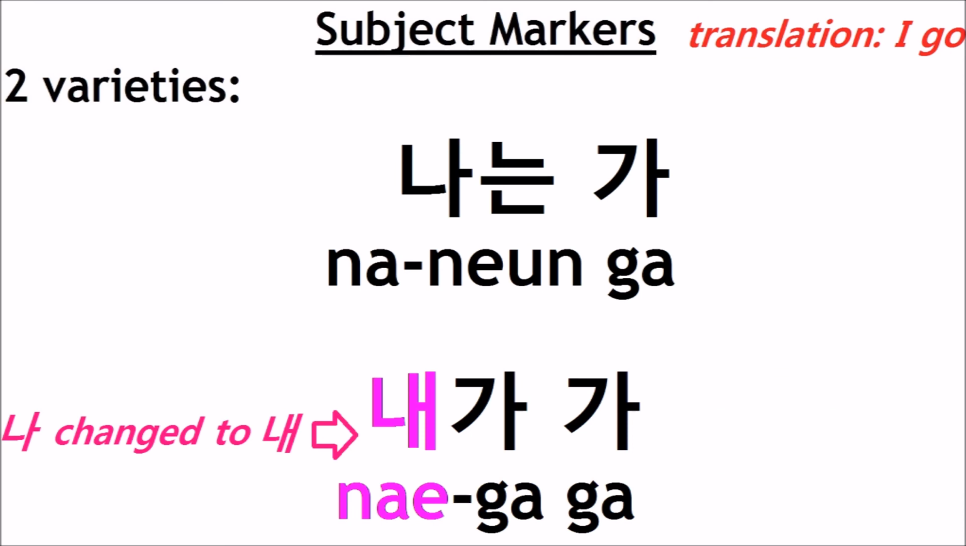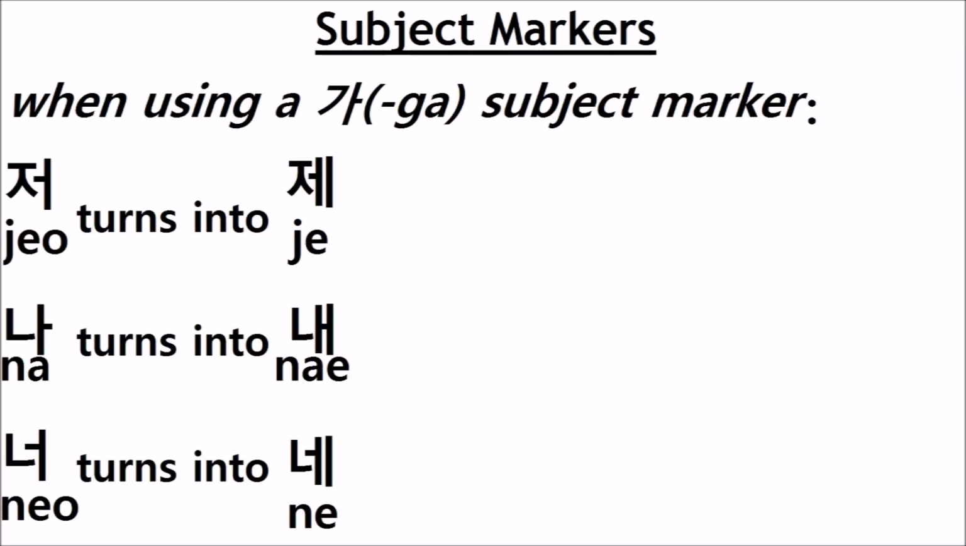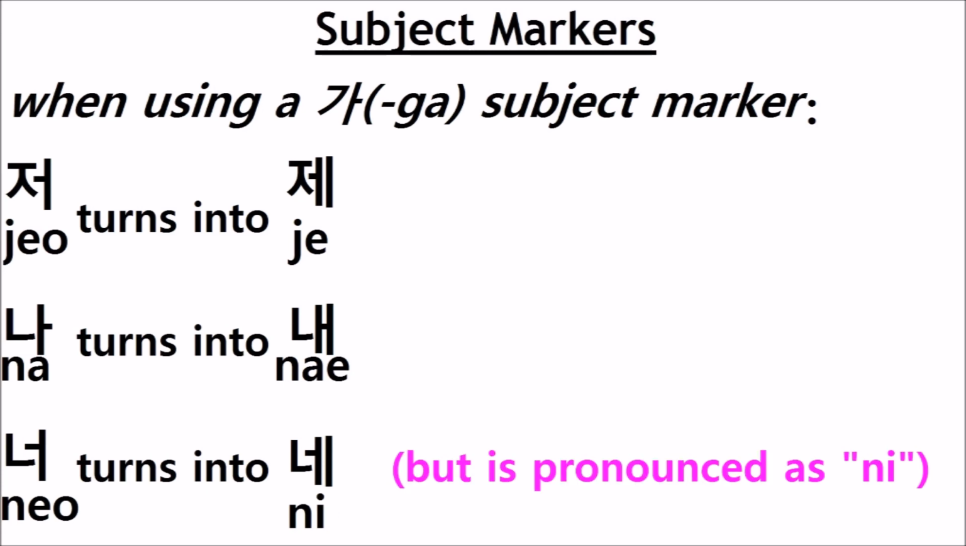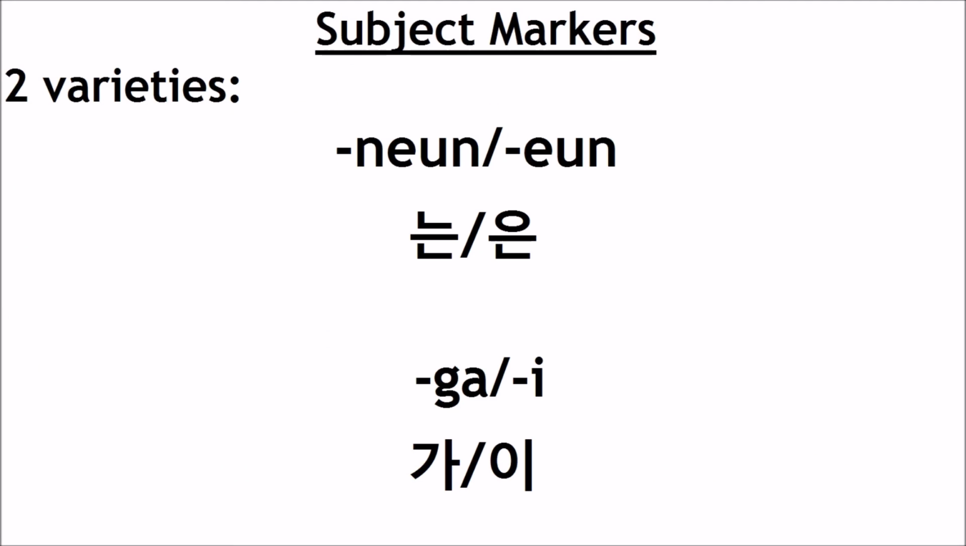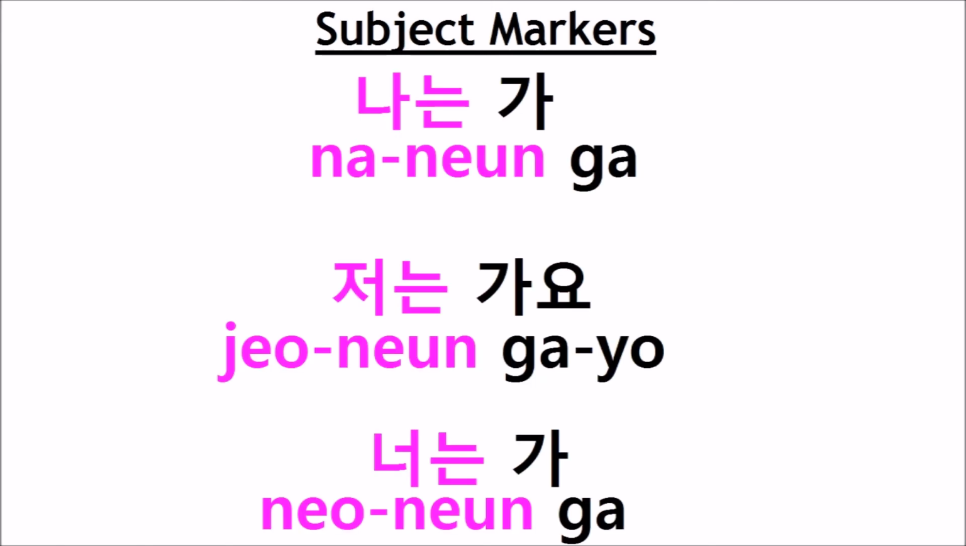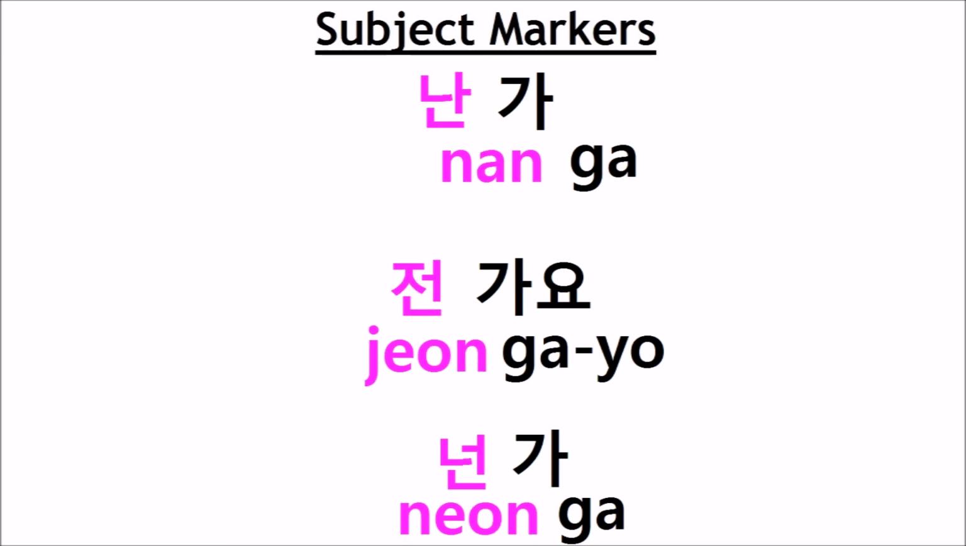Now, why did I change na to ne in this sentence? Well, when you use a ga subject marker, ja turns into j, na turns into ne, and n turns into ne, but is pronounced ni, so it doesn't get mixed up with ne. These subject markers are meant to make it clear who is doing the action. In a short sentence like I go, you may see the subject marker omitted. You will also see the subject marker nun shortened to just n in unofficial forms of communication.